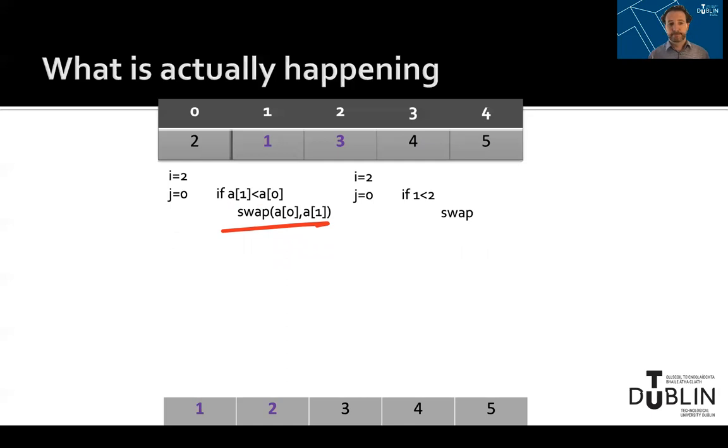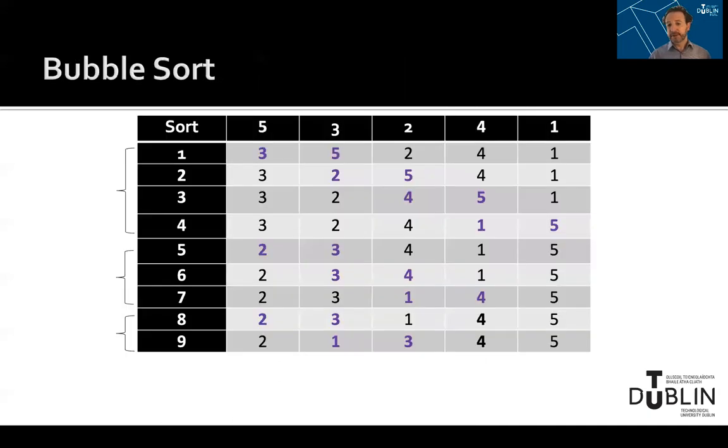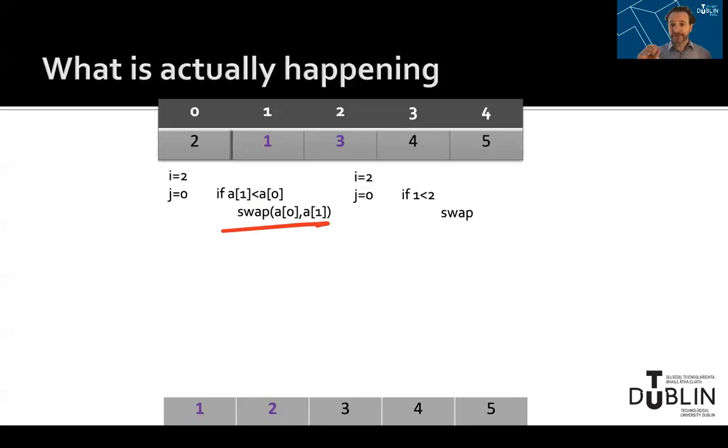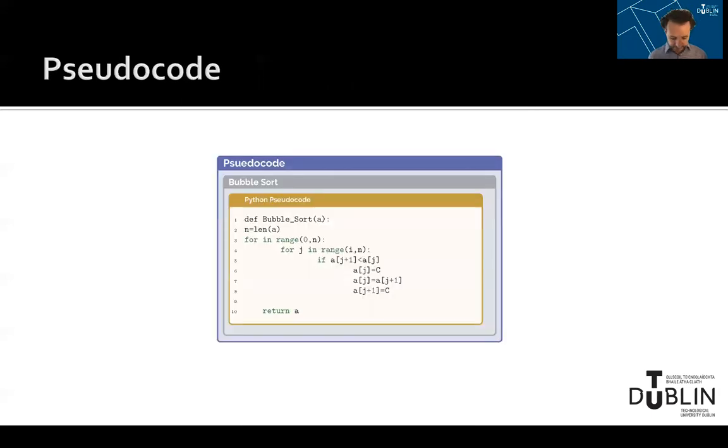Swap. So note, it's very easy for us to go, okay, what's the biggest number, put it at the end. But a computer can only record two numbers at a time and switch them, switch them, switch them. You have to give it an algorithm that it can do. Here it is in code.